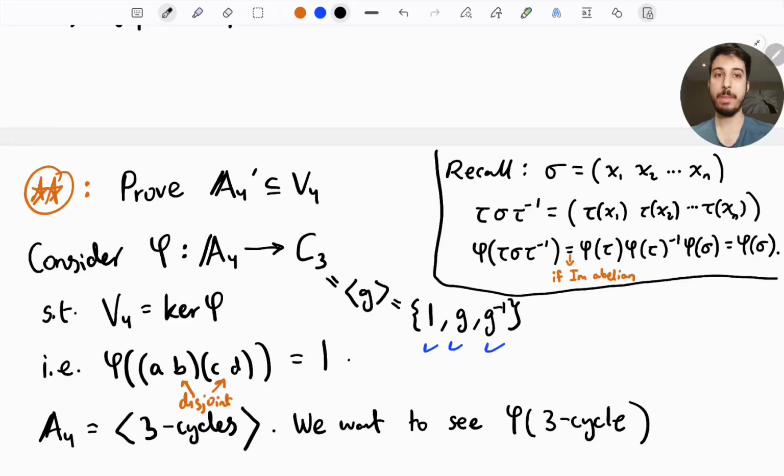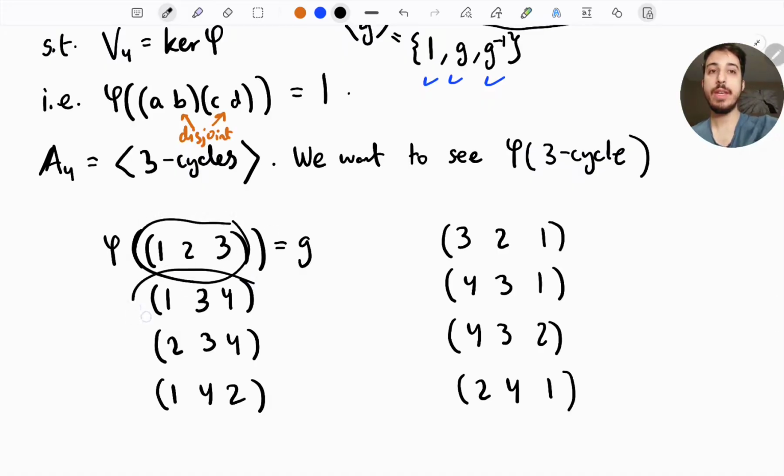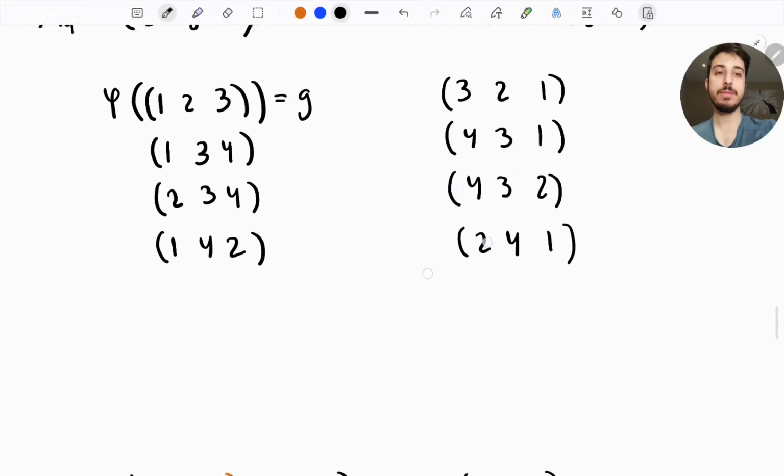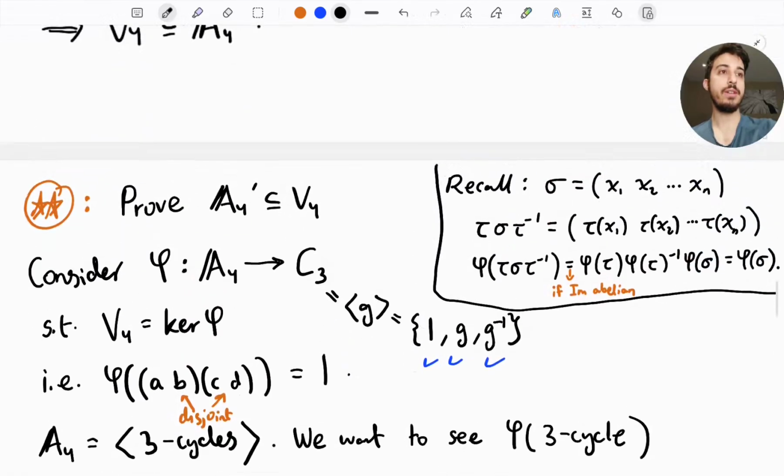So here, we will try to get (1 2 3) to equal (1 3 4) by applying a conjugate on (1 2 3). And this is what we get. If we start with (1 2 3) as our sigma, (2 3 4) as our tau, and (4 3 2) as our tau inverse, we get back indeed (1 3 4). Simply, how did I do this? I used this formula here.